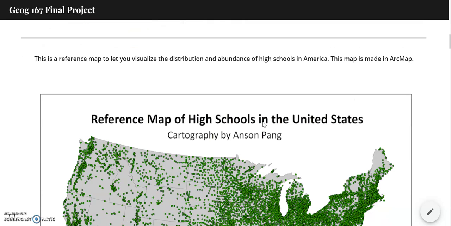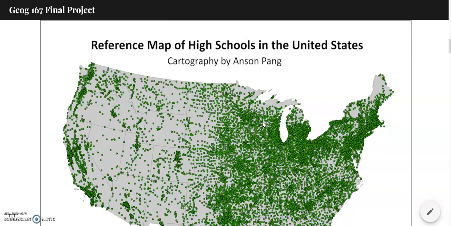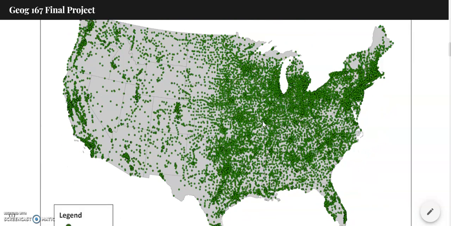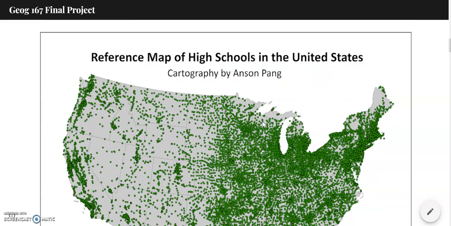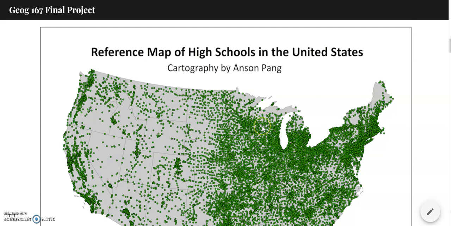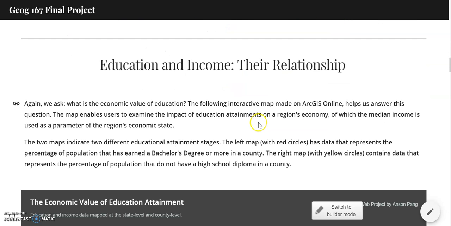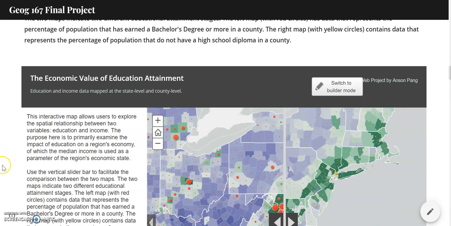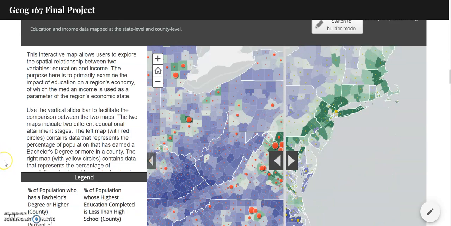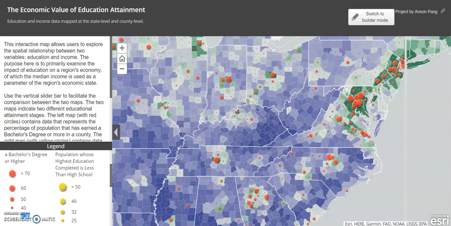So I started off my webpage with a simple reference map with two layers, the state layer and the high school layer, to let users visualize the distribution of high schools in the United States. It's very simple, so I'm going to move on. To examine the relationship, I've made a map on ArcGIS Online, and I've actually opened it on another tab here. So, yes.